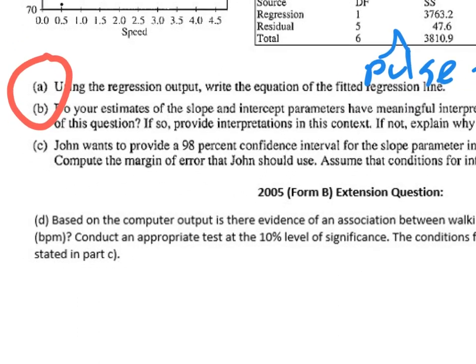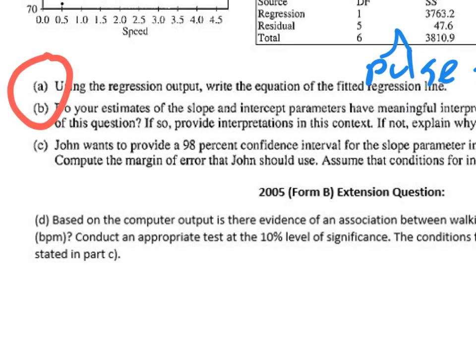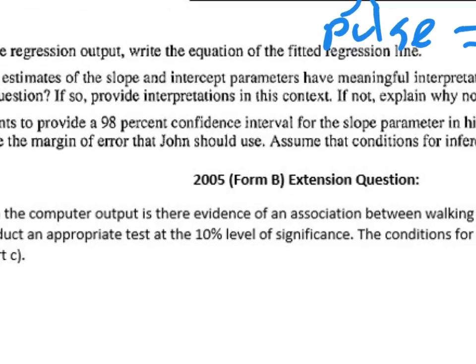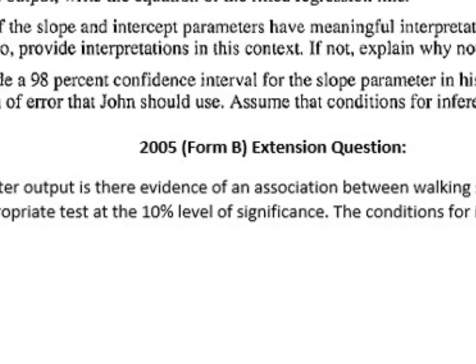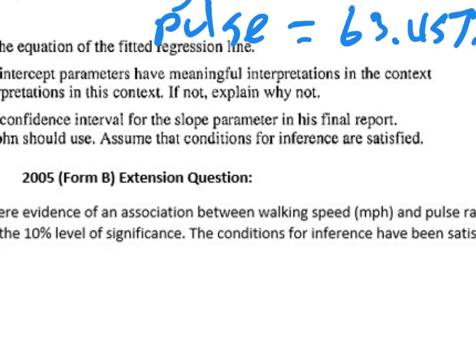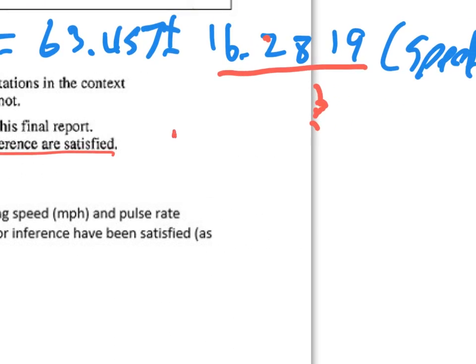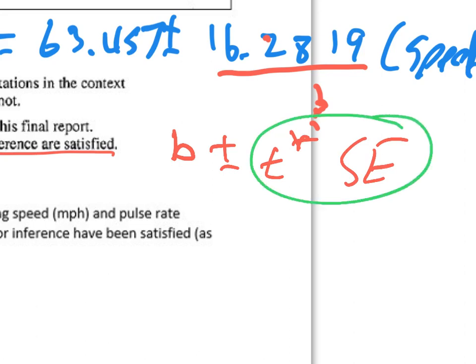Look at letter C. John wants to provide a 98% confidence interval. We just did that for the slope parameter in this final report. Compute the margin of error that John would use. Oh, I love this. Assume the conditions for inferencing are met. Guys, we just did one. B plus or minus T star SE. Isn't this your margin of error? His pulse was 16.2819 plus or minus.